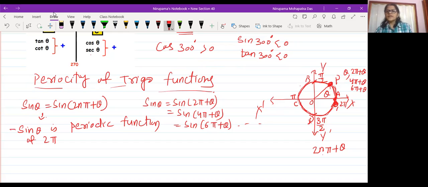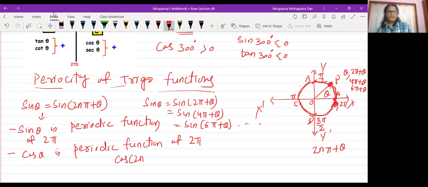Similarly, in the case of cosine, the same thing happens. You can just try. So also you can say cos theta is a periodic function of period 2 pi. It means you can write mathematically cos of 2n pi plus theta equals cos theta, where n belongs to the set of integers.